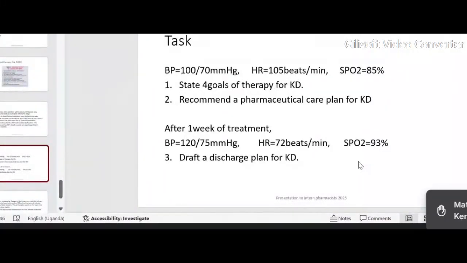Thank you, doctor. This is Bossa from Barrier Referral Hospital. If I'm to mention one goal of therapy, it would be to lower the heart rate to 70 or below beats per minute. Okay, that's very good. Another one?